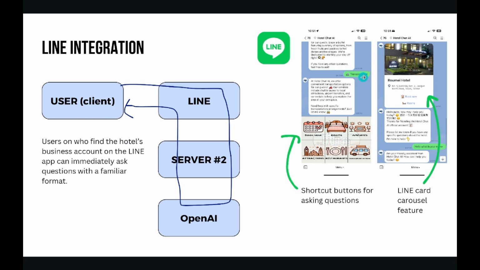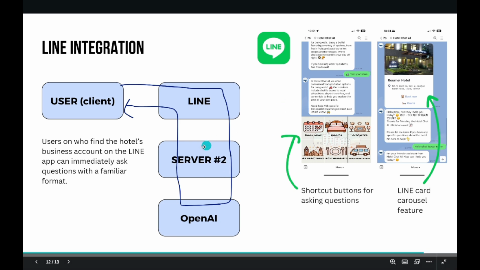So if the user sends a message to the Line business account, then Hotel Chat AI will receive a notification from Line, and then Hotel Chat AI will generate a response, send that back to Line, which sends it to the user. As you can see.